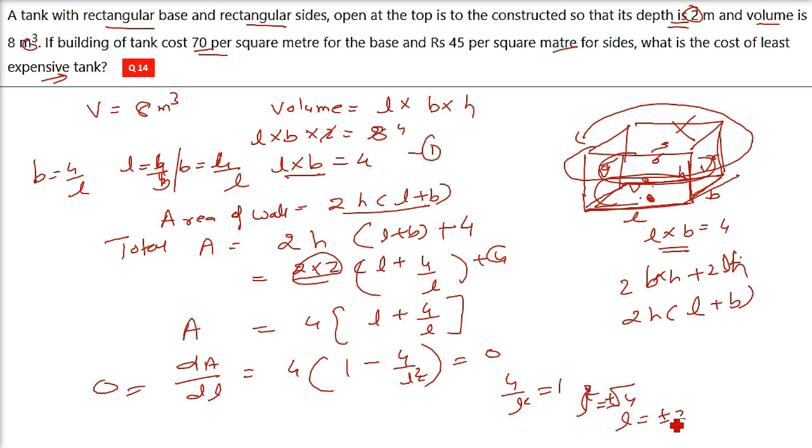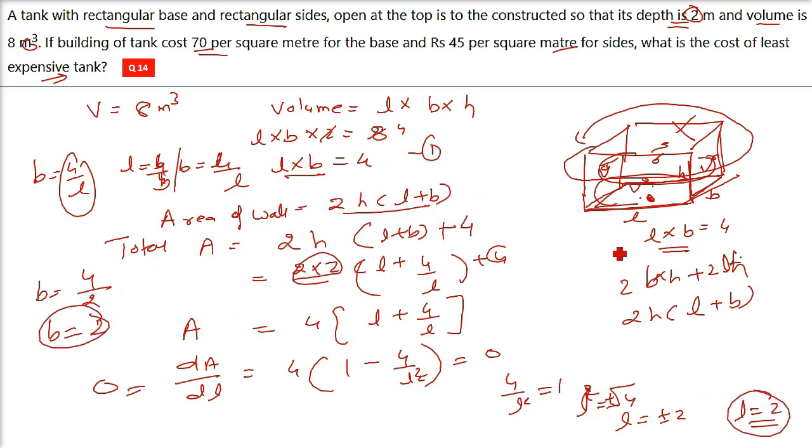Now can you tell me why I should ignore the negative 2? Yes, because I know what you're thinking, how can the length be negative here? No, length can only be positive. What will be the breadth? It is 4 by L. 4 by 2 is 2. Breadth is 2. Length is 2. Height is 2. All the 3 dimensions in this particular example are 2, 2, 2.